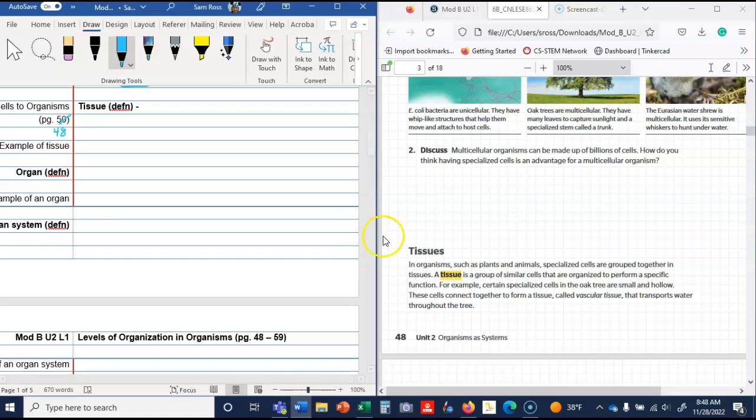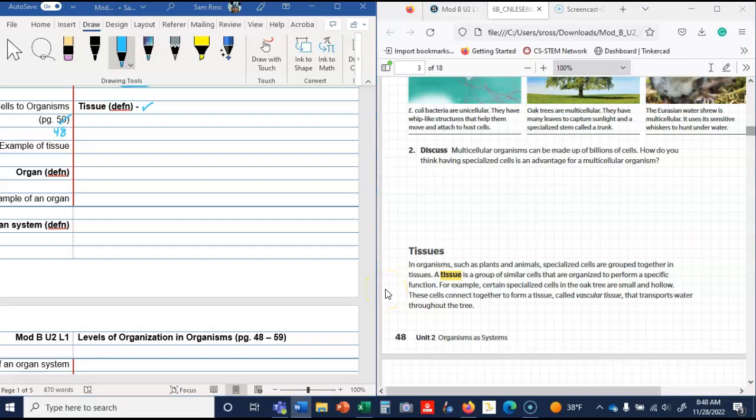So definition of a tissue: a group of similar cells that are organized to perform a specific function. That's the definition of tissue. An example of tissue is the vascular tissue in a tree that transports water throughout a tree. We have vascular tissue as well in our bodies that transports blood throughout our bodies, so very similar.